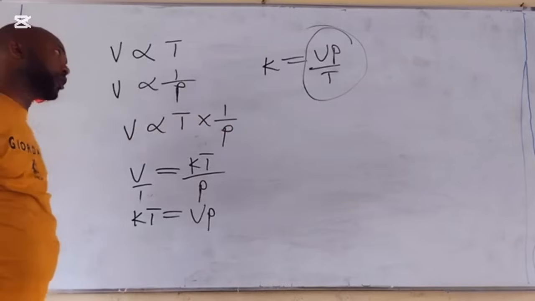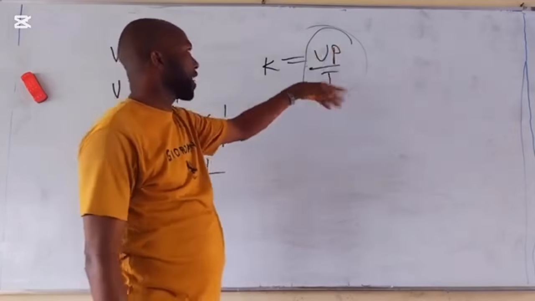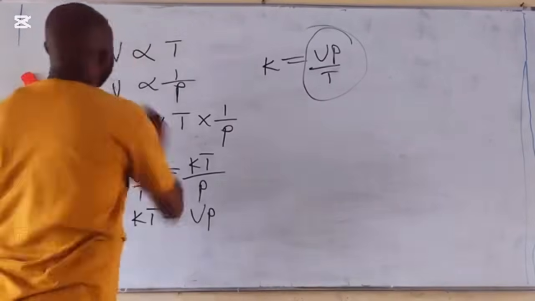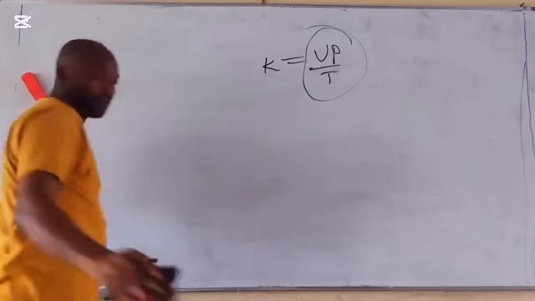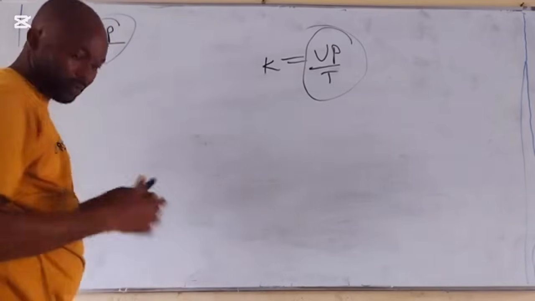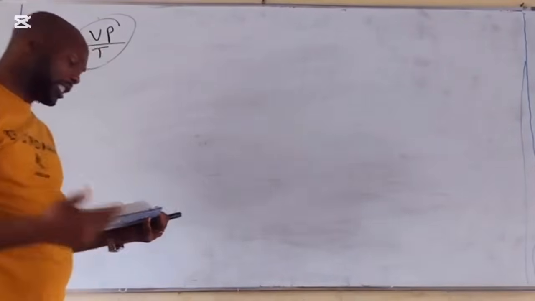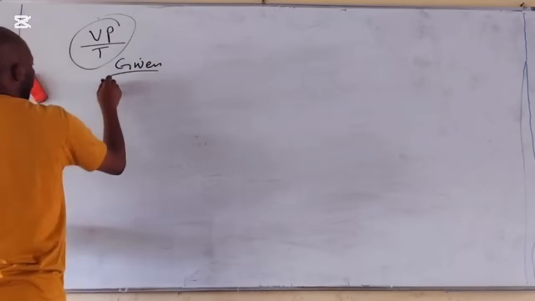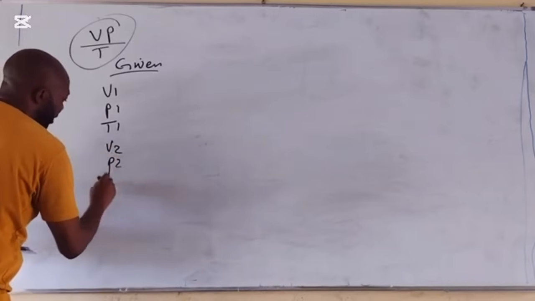So now we have V1 for initial volume, P1 for initial pressure, T1 for initial temperature, equals V2 for final volume, P2 for final pressure, T2 for final temperature. So I can just have it here as VP over T to remember. Our given will always be this way: V1, P1, T1, V2, P2, and T2.